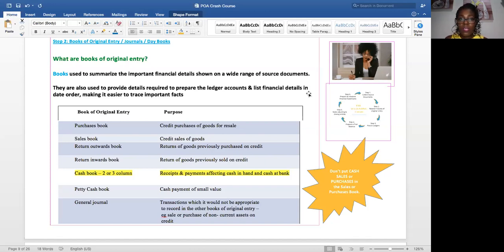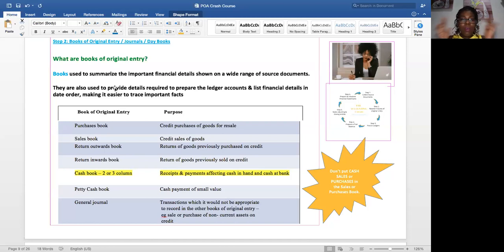That's very important. With your books of original entry, everything must be entered in order, date order. So put your source documents in order first and then start entering it into your books of original entry. All right, as much as possible. Sometimes they can miss something and it's entered out of place, but as much as possible, it should be entered in order so that it's easy to track. It's easy to pick up any type of fraud and that kind of thing. So there you have what are books of original entry.